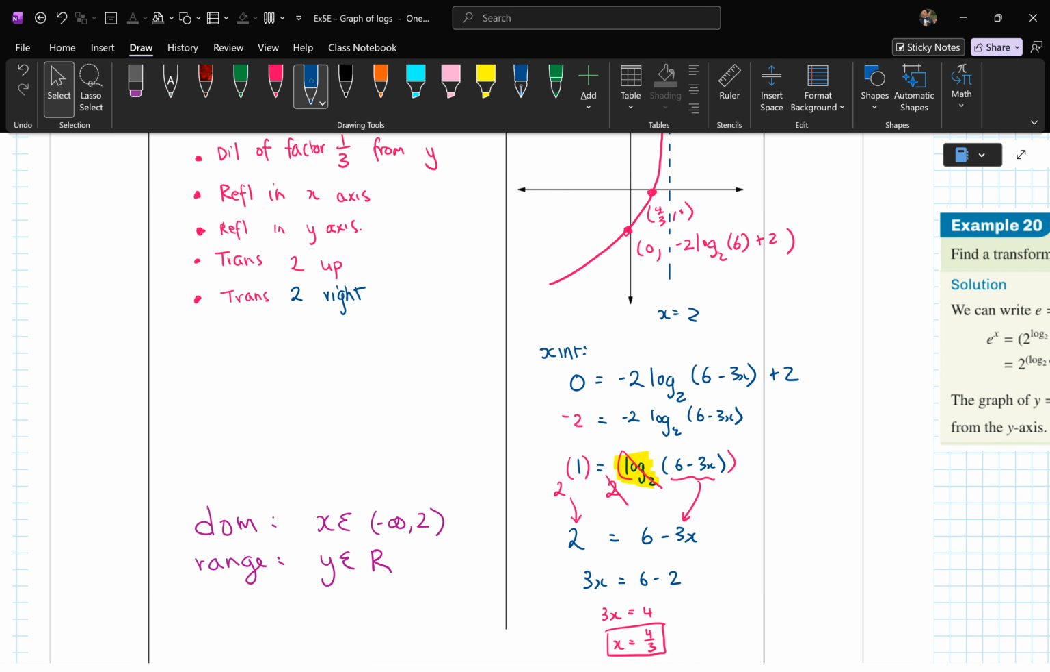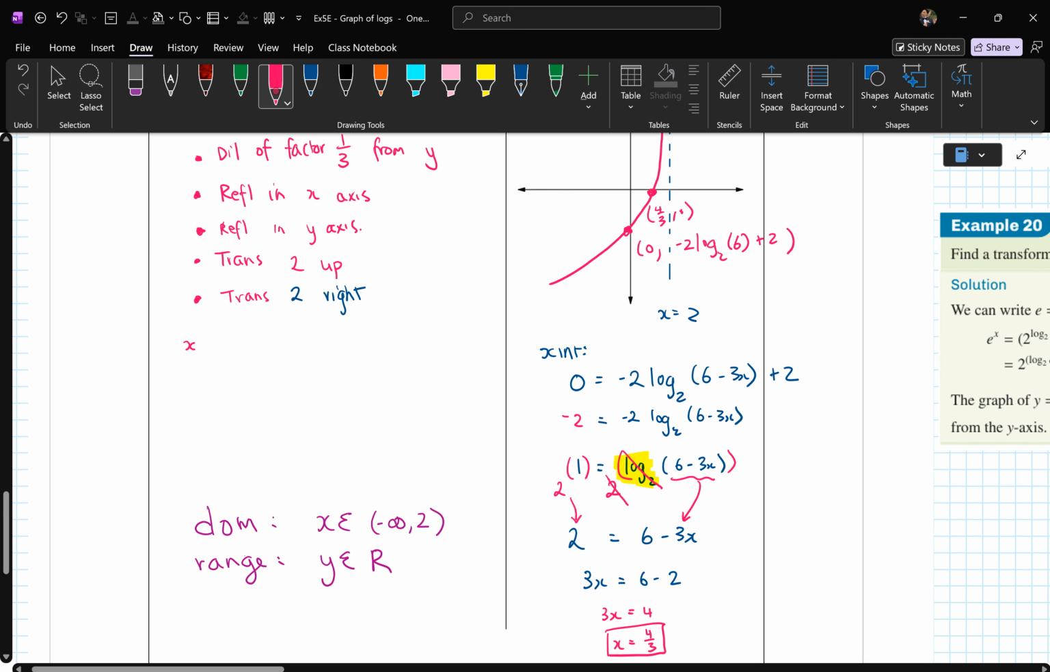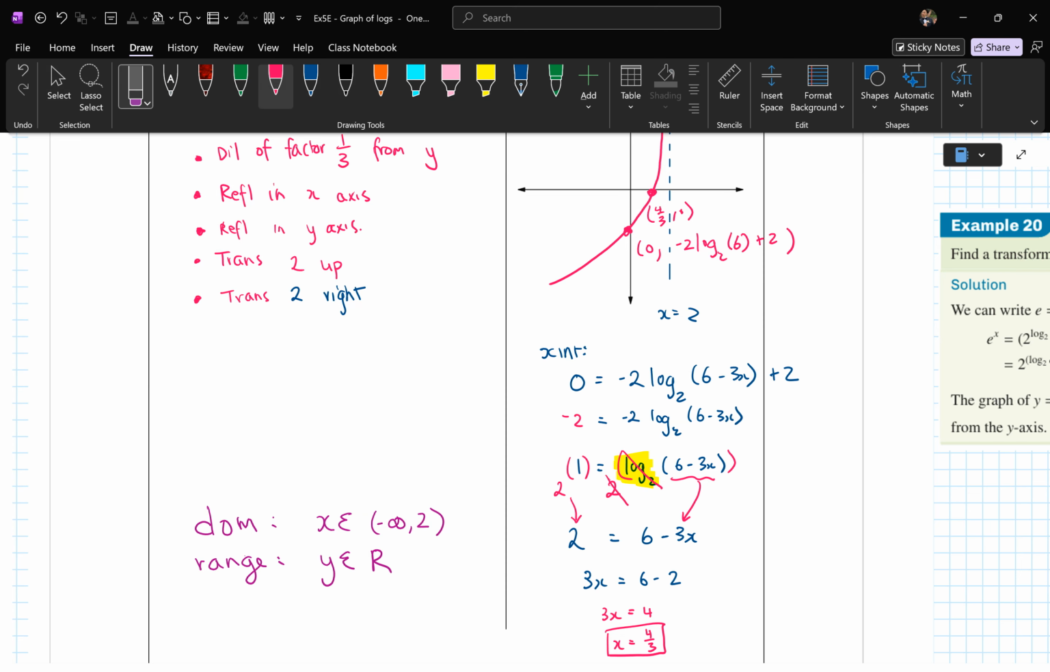The other one I'm missing, I haven't yet calculated the y-intercept. So let's see if you can do this bit now. So y-intercept is when y is equal to -2 log base 2 of (6 minus 3 times 0) plus 2, because x is 0. That gives you negative 2 log base 2 of 6 plus 2.